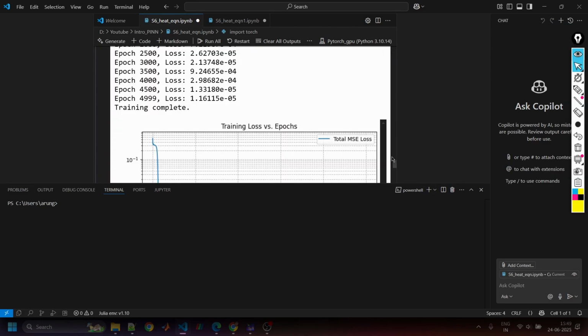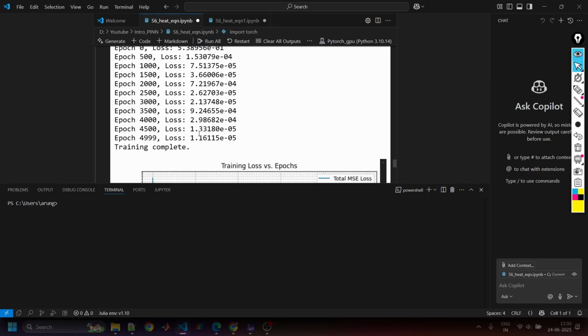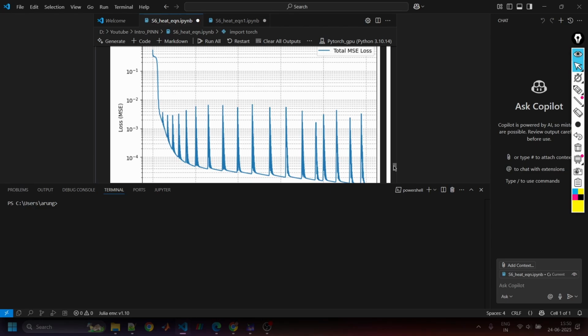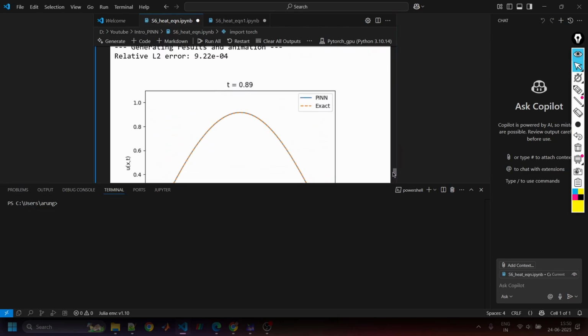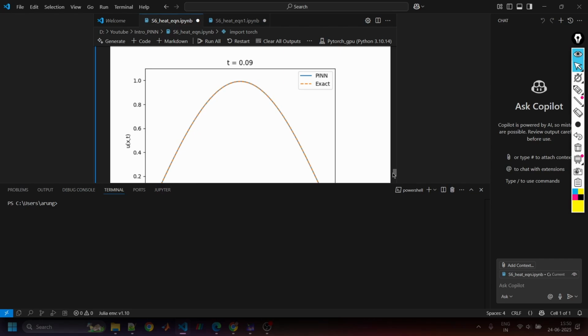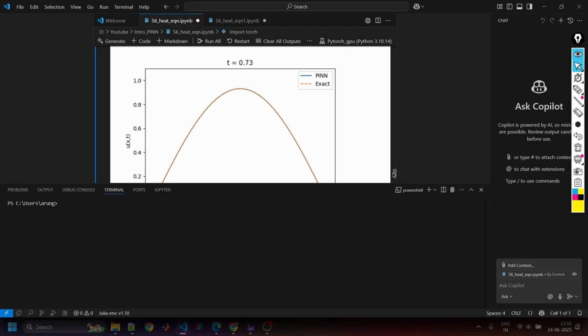So anyway, the simulation is over. We got a mean square error of the order of 10 power minus. This is how that error reduces. You can notice that the amplitude of the signal is reducing over time because of physical dissipation.